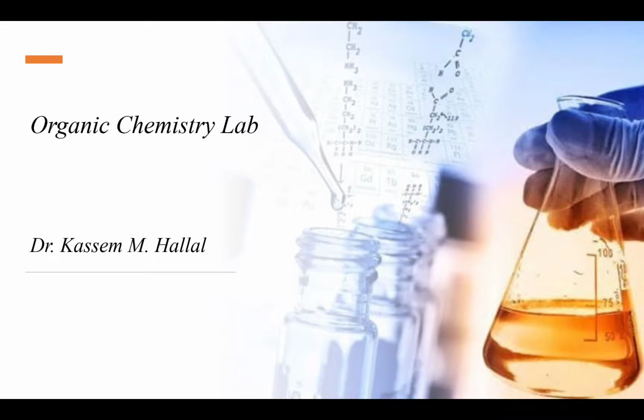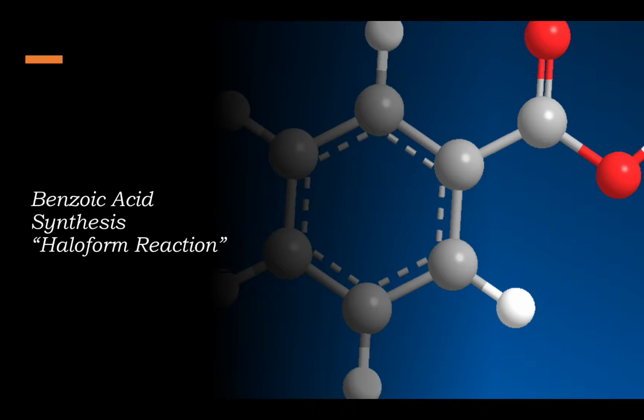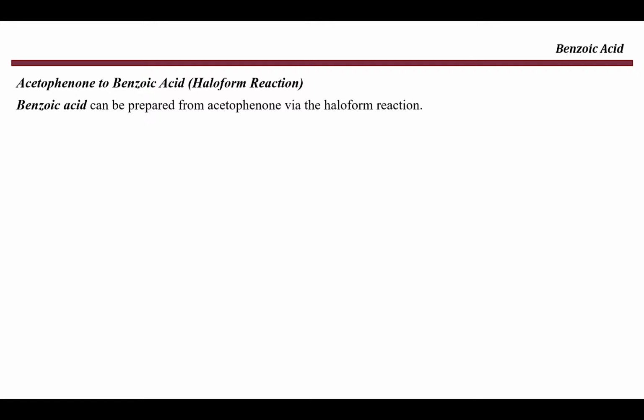In this video, we will talk about the synthesis of benzoic acid using the Haloform reaction. There are several ways to make benzoic acid, but in this specific case, we will talk about the synthesis of benzoic acid from acetophenone using the Haloform reaction. So, benzoic acid can be prepared from acetophenone via the Haloform reaction.